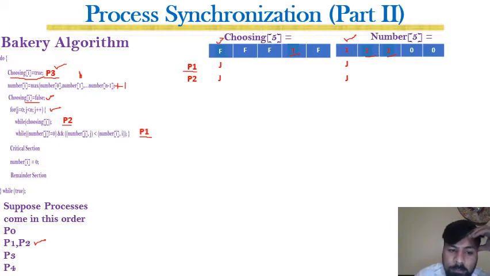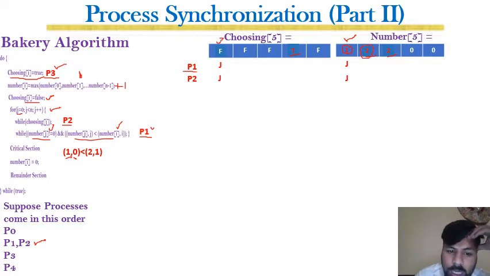For P1, number at j is not equal to 0, and number at 0 is not equal to 0. So number at j, which is 0 for P1, is not equal to 0. No, yes, this condition is true. Number at j is not equal to 0, so this part of the condition becomes true, but another part is this one: number at j comma j, so number at j is 1 comma j, that is 0, because we are currently running on j 0, is less than number at i. Number at i means number at the process number, and the process number is 1, so number at 1, and number at 1 is, you can see over here, 2.